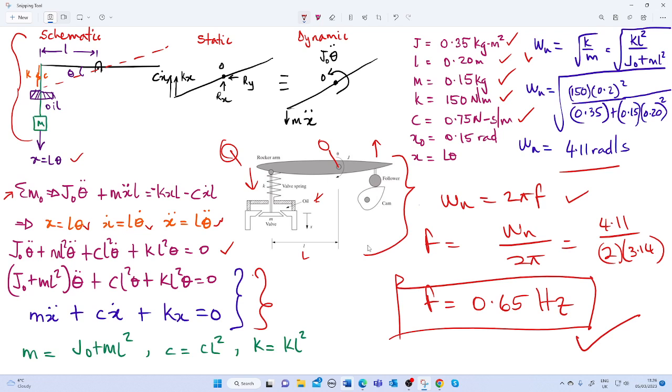So therefore, the natural frequency in Hertz for the rocker arm system of the internal combustion engine becomes 0.65 Hertz.